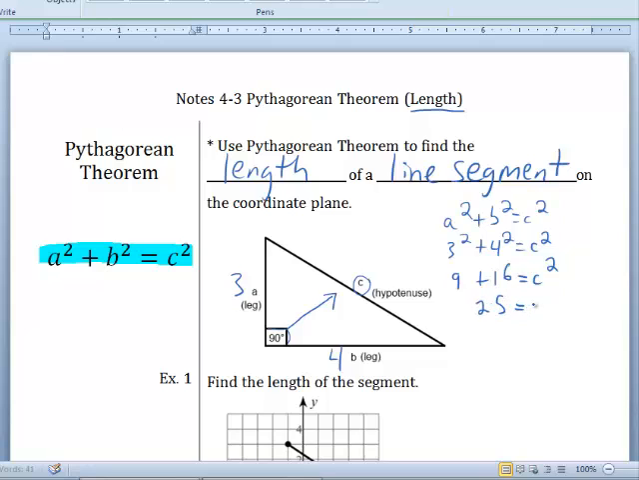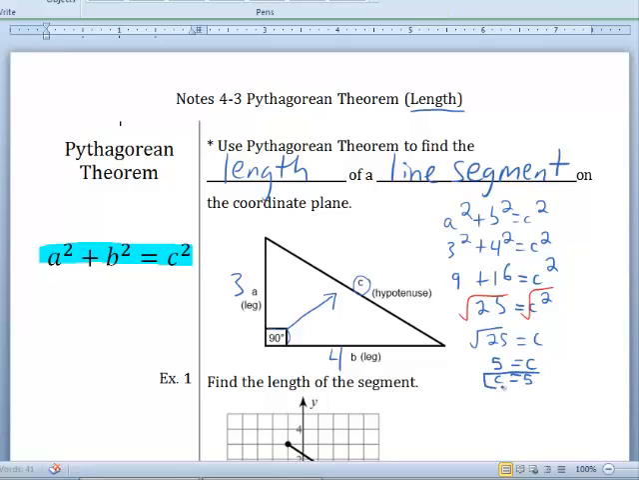So if 25 equals c squared, again, I want to find just what c is. Well, the operation to cancel out squaring something is the opposite of squaring, which is the square root. If I take the square root of both sides, it gets rid of that c squared. So I'm left with the square root of 25 equals c. Then I can simplify the left-hand side. The square root of 25 is 5. So 5 equals c, and I want to write that a little better. I want to say that actually c equals 5.